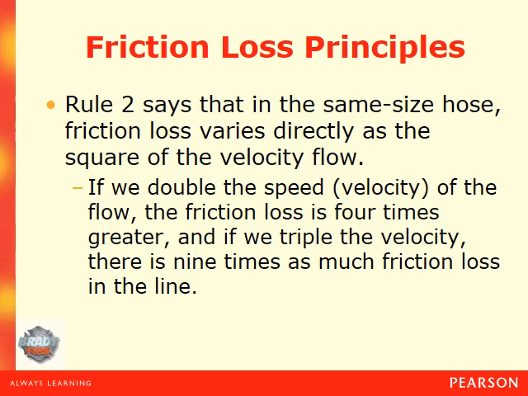Rule 2 says that in the same size hose, friction loss varies directly as the square of the velocity of flow. If we double the speed of the flow, the friction loss is 4 times greater. And if we triple the velocity, then there is 9 times as much friction loss in the line.